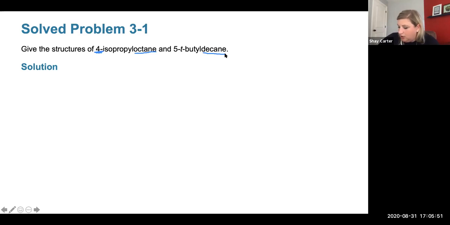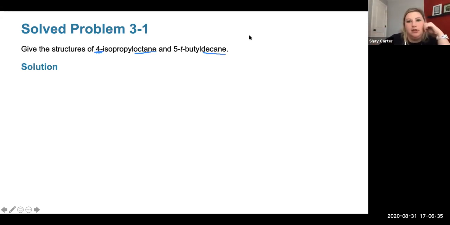Okay, and then I'm going to have to draw right through my 5 for my tertiary butyl group. Okay, and my tertiary butyl group is going to come down because it's on carbon number 5. We draw it down. And so I have 1, 2, 3, 4 carbons in my tertiary butyl group. Okay, so that is 5-T-butyl decane. Let's see how your book draws it.